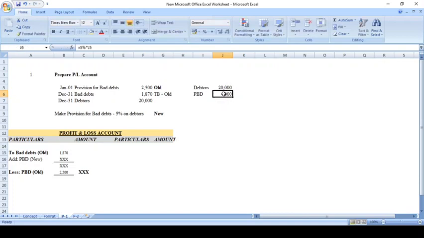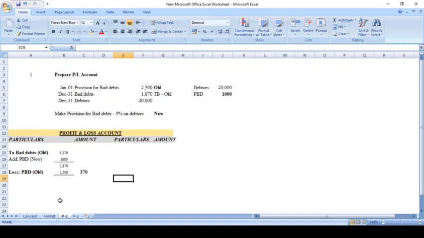Which gives me how much? 1000. Okay, so now what am I going to do? I'm just going to have this 1000. So now I add my new provision for bad debt. I just get 2870. I'm going to subtract my old provision, which is 2500, and I will get the final answer 370. So this is what is shown in my profit and loss account.